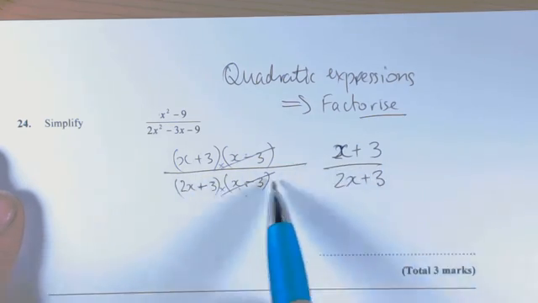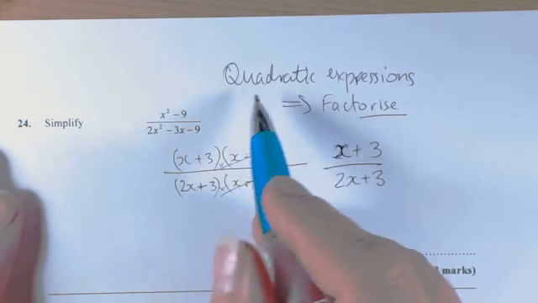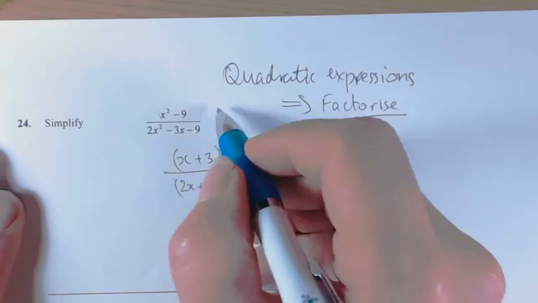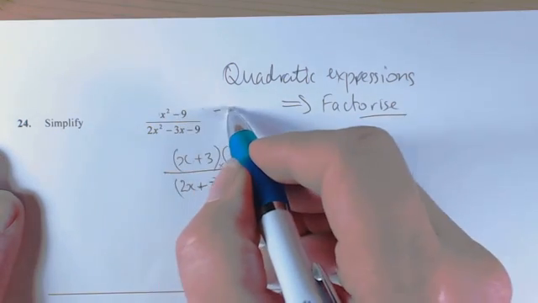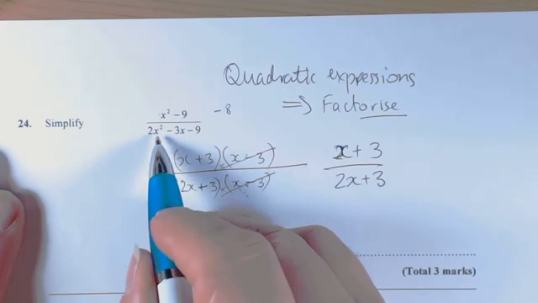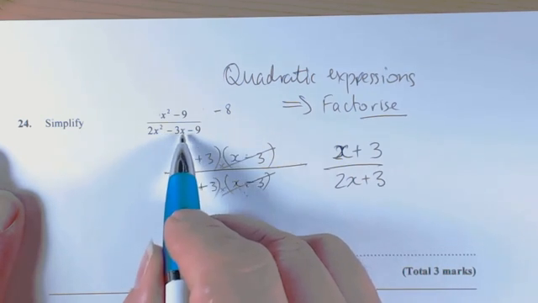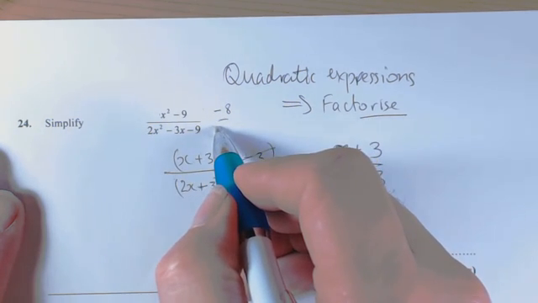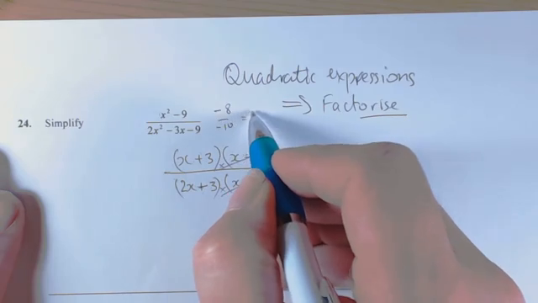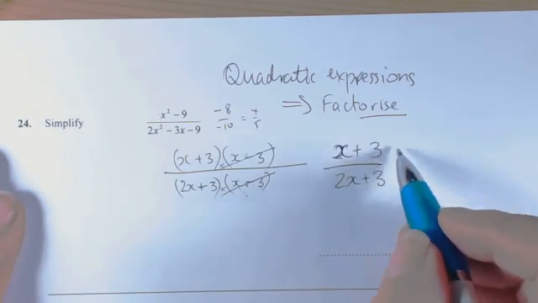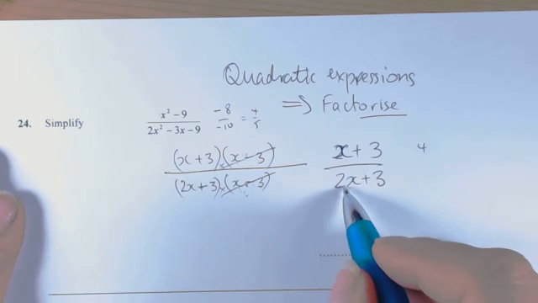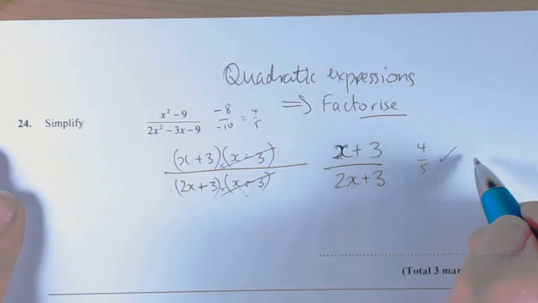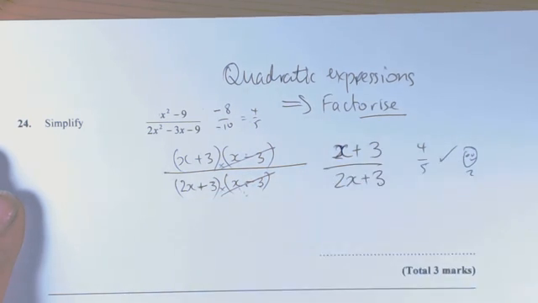We should of course check that it works, so we should give x a value. If we gave x a value of 1, then the numerator would give us an answer of negative 8. 1 in the denominator would give us 2, take away 3 is negative 1, take away 9 more is going to be negative 10, so this cancels down to 4/5. If we put 1 in here, then we get 1 plus 3 is 4, 2 times 1 is 2, plus 3 is 5. Both answers gave us 4/5, so our check is correct.